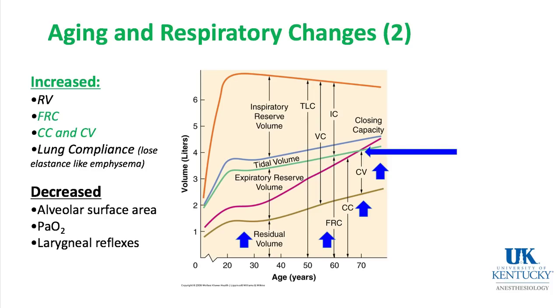And we mentioned the lung compliance that is increased. Laryngeal reflexes and alveolar surface area are things that decreased. Major point from this graphic, though, is that closing capacity and tidal volume cross over in the 60s or so, and you can see why VQ mismatching is occurring.